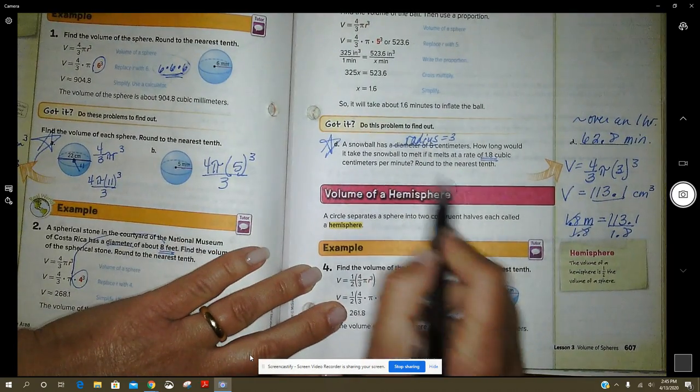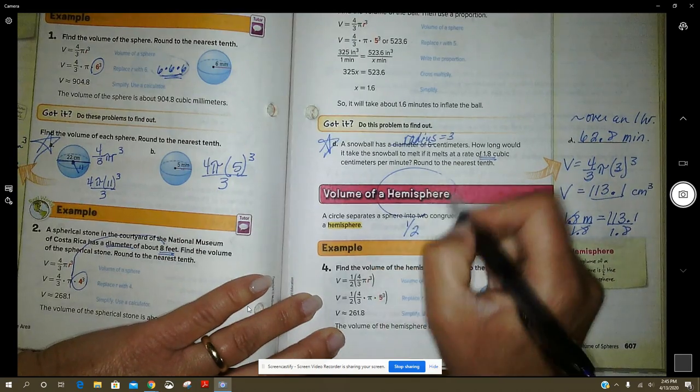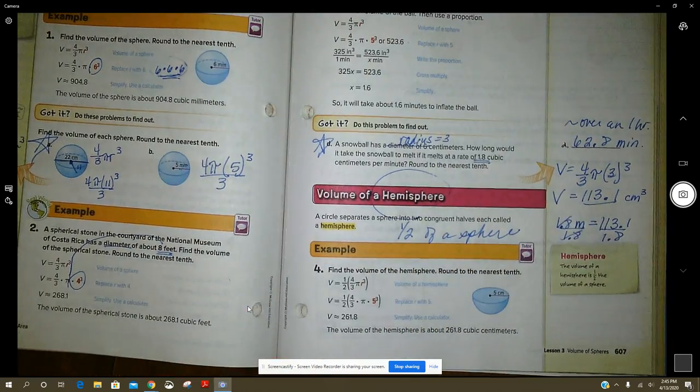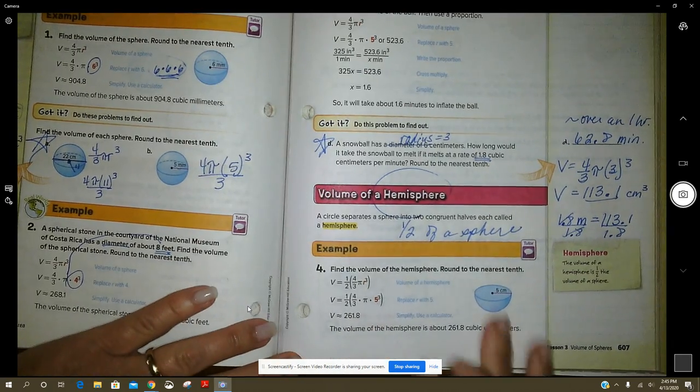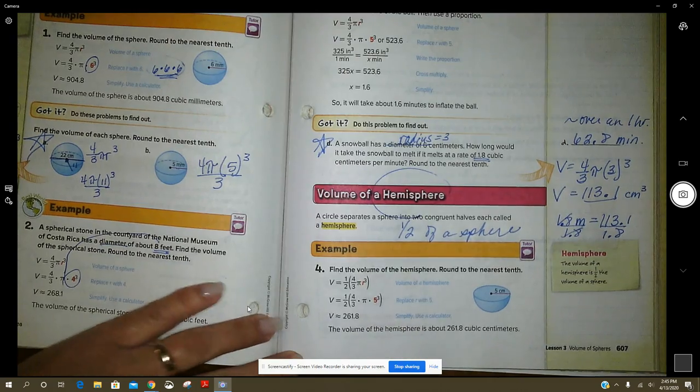All right, so have you heard of a hemisphere before? A hemisphere is just half of a sphere. So you find the volume of a sphere and then you divide by 2, okay? And so here's a hemisphere, and you just divide by 2. Let's go try the got it at the next page, at the top.